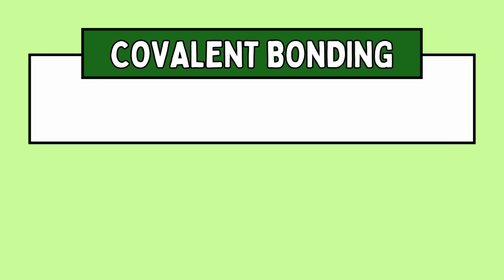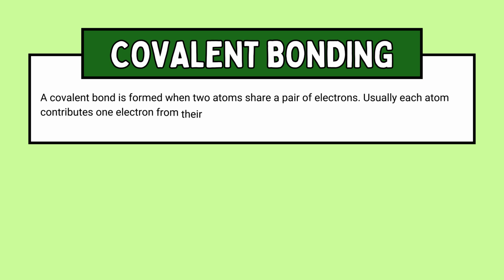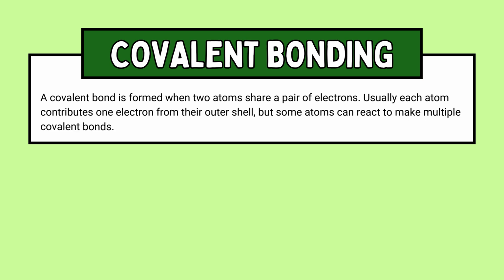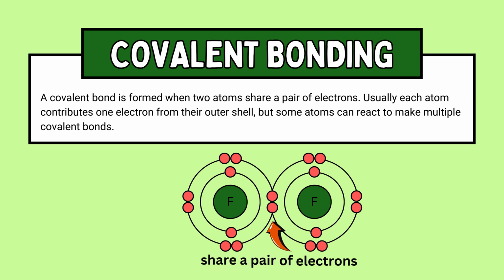Now we will study covalent bonding. A covalent bond is formed when two atoms share a pair of electrons. Usually each atom contributes one electron from their outer shell, but some atoms can react to make multiple covalent bonds. Sharing the electrons provides each atom in the covalent bond with the desirable full outer shell of electrons.